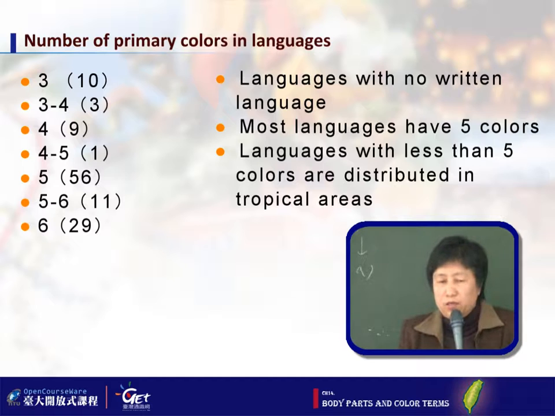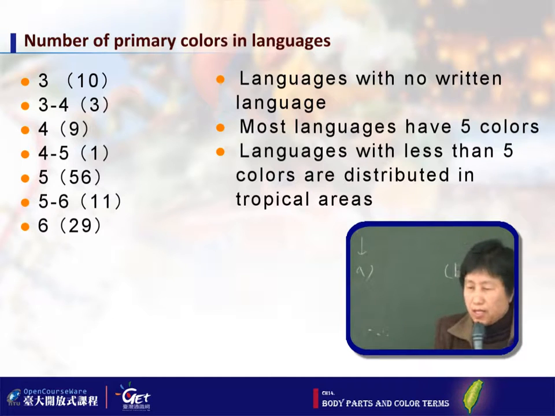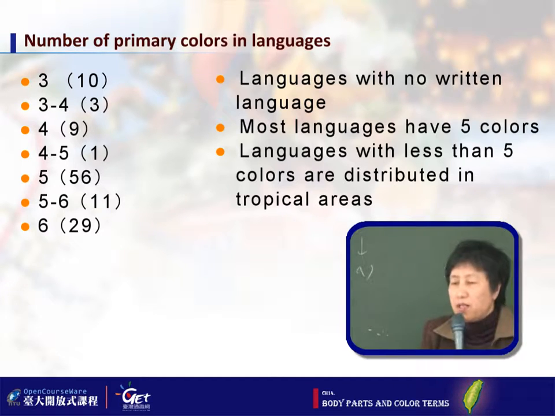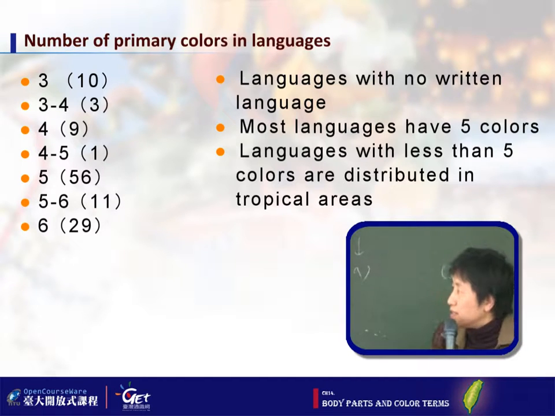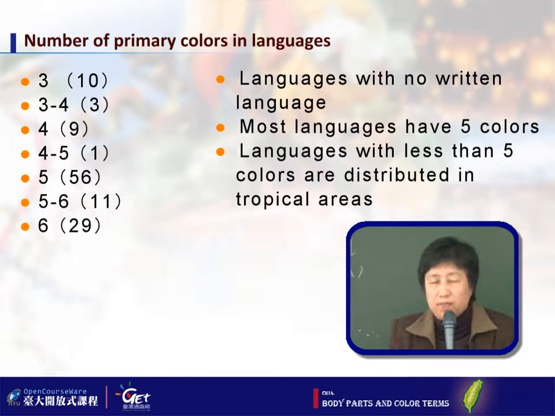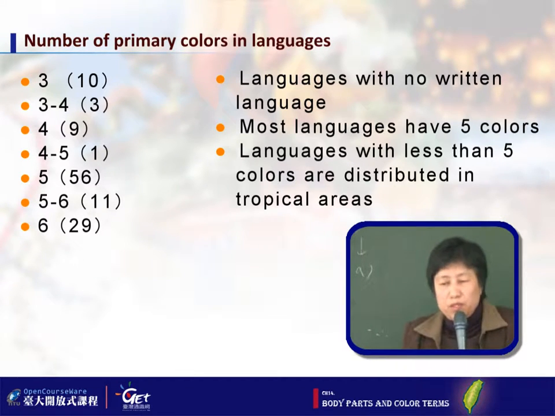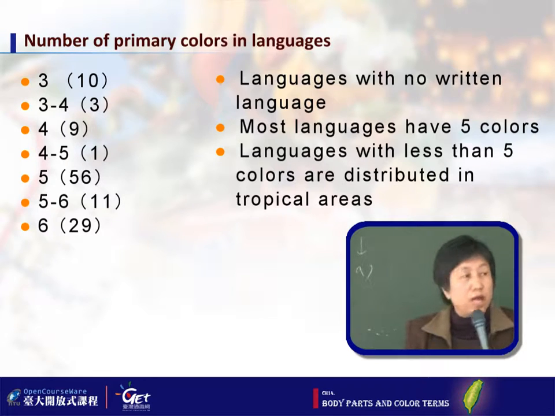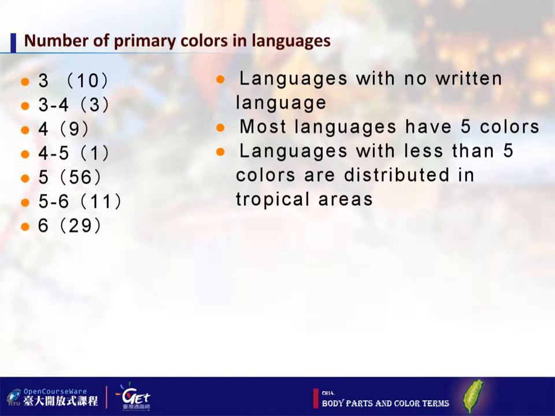Okay, and it also shows that languages with less than 5 colors are distributed in tropical areas. Okay, this is again just some correlation that they found with the number of colors and the location. So again, we see most of the languages would have 5 basic colors.